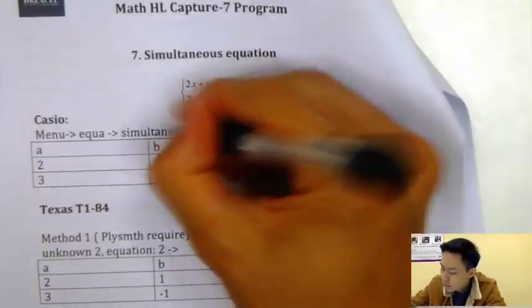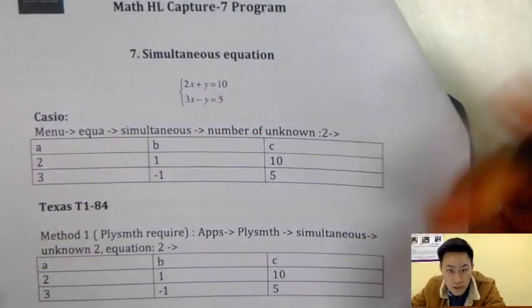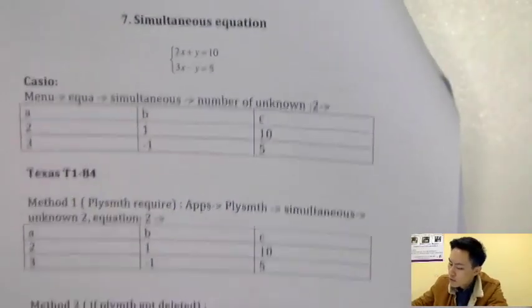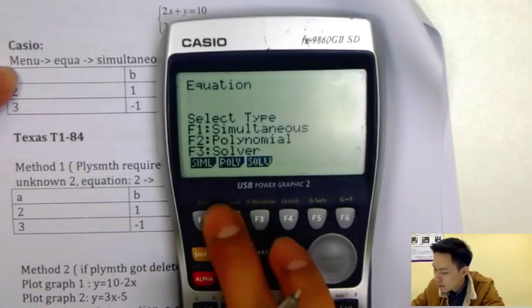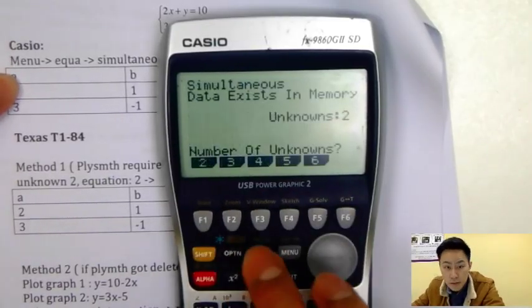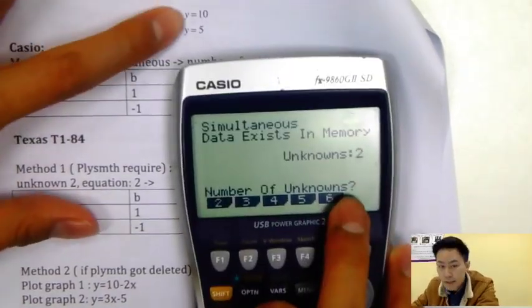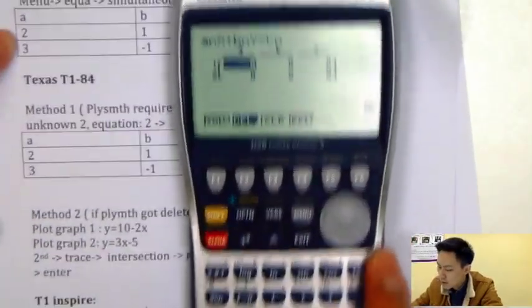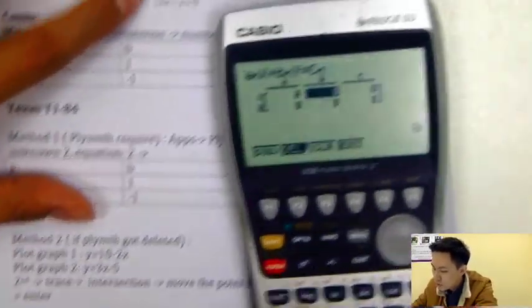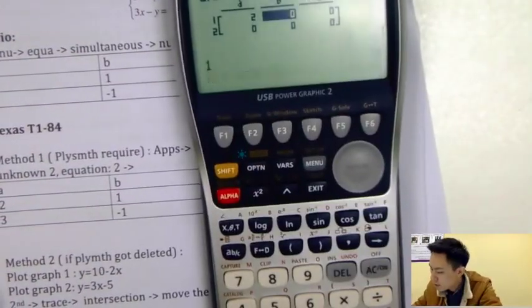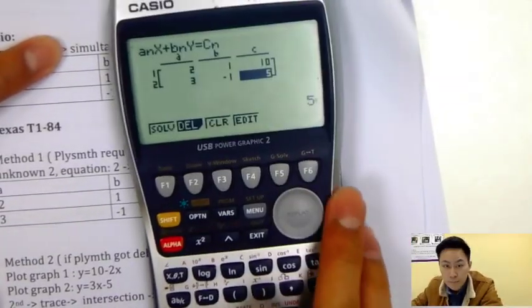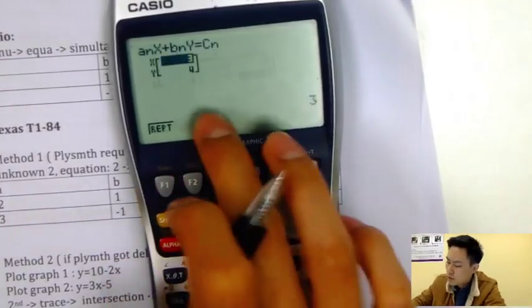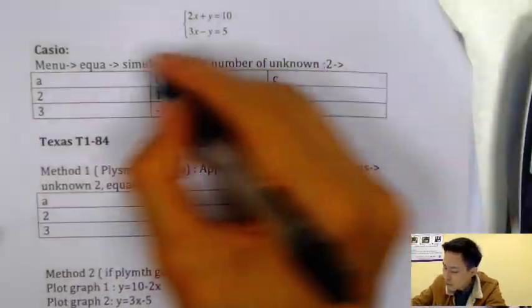Okay, so next, simultaneous equations. So how do you solve it by using your GDC? 2x plus y equals 10, and then 3x minus y equals 5. So for Casio model, you could just go to menu, you go to equation, okay, and then you go to simultaneous, right? Number of unknowns, that means x and y, so you have 2 unknowns. Then just type in 2, 1, and then 10. And the next one is 3, -1, and then 5, okay? So this is the equation, and then you solve it, then you get 3 and 4. Yeah, so I've typed all the process here.